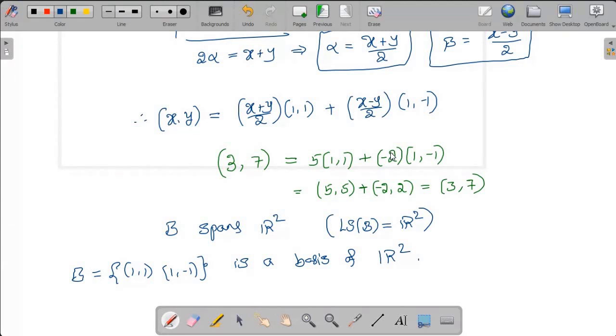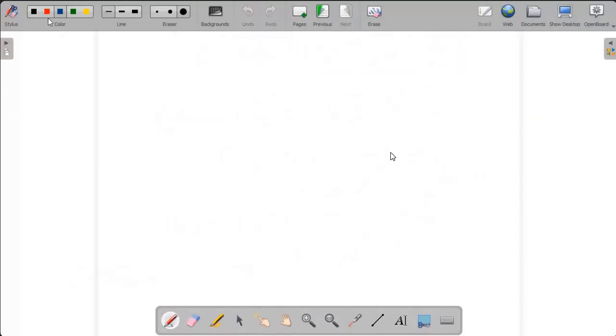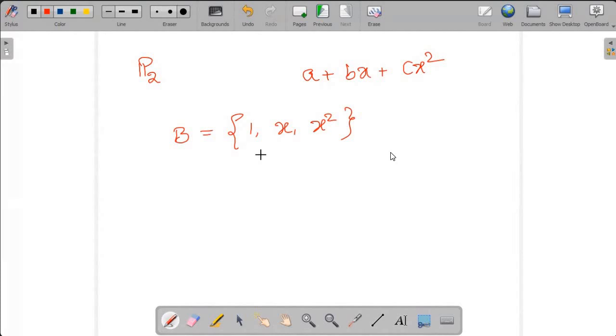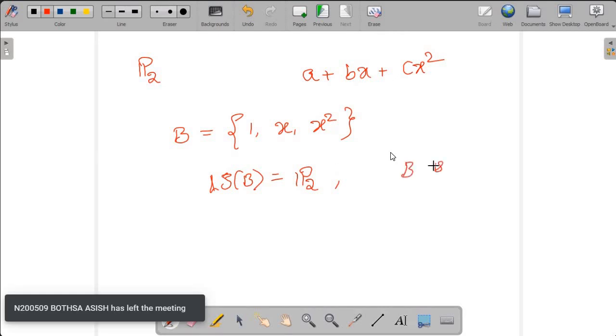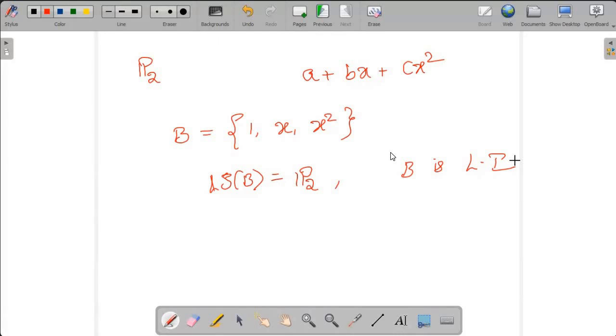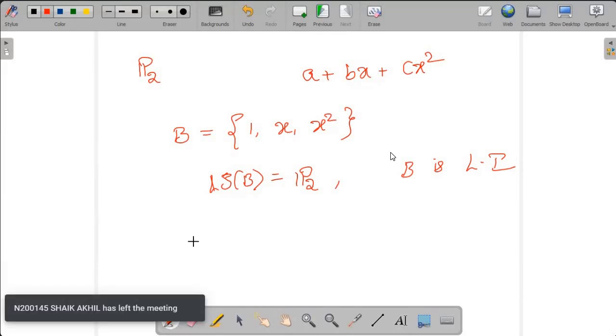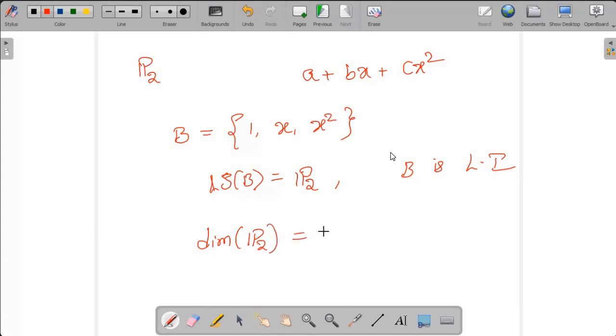Okay. Similarly, if you take the set of all polynomials of degree at most two, call it P2, an element of P2 is a plus bx plus cx square. If you look at the basis set of P2, B is 1, x, x square. Using these three elements, you can generate entire P2. We can see that the linear span of B is P2. And moreover, this B is linearly independent. So therefore, this B is a basis of P2. Therefore, what is the dimension? Dimension, we write as DIM. Dimension of P2. How many elements are there in a basis set?